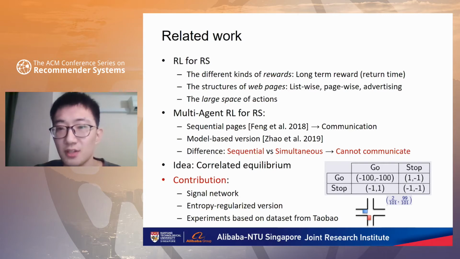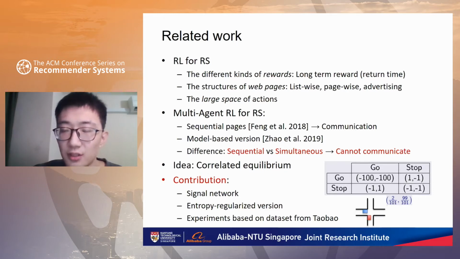Only two papers apply multi-agent reinforcement learning to recommender systems. They consider sequential pages controlled by different agents. Thus, after users leave the first page, the first agent can send a message to the second one, and the second one acts based on both the user's features and the message. The difference is that we consider agents that act simultaneously without communication.